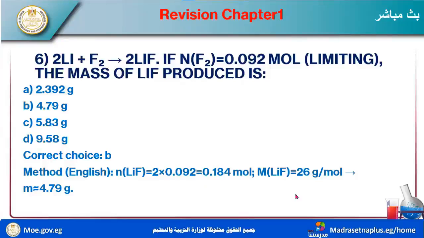So the answer is 26 grams per mole. This is a molar mass. Now the correct answer is B, 4.79. How do we know this number?